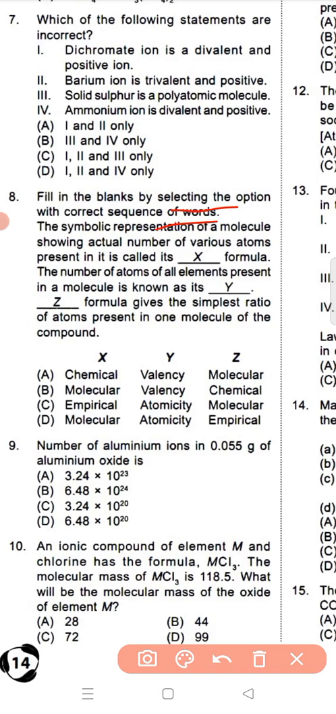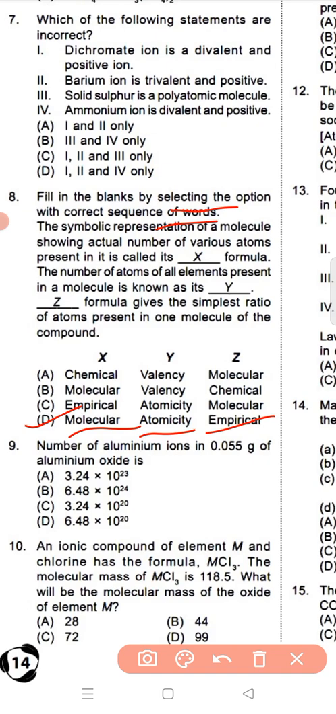So for question number 8, option D is the correct answer. X is molecular formula, Y is atomicity, and Z is empirical formula. So question number 8, option D is the correct answer.